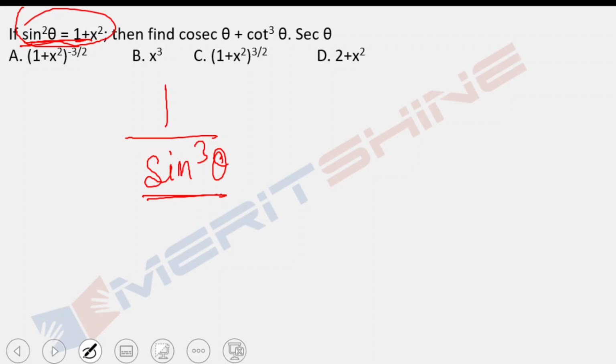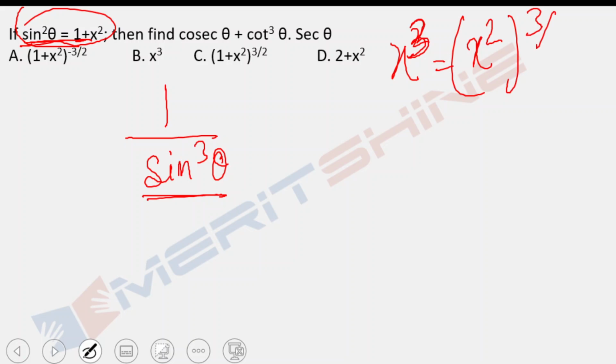Indices, you remember. In indices you would remember that you had studied x cube can be written as x square to the power 3 by 2. Yes or no? This is something that you can write in surds and indices. So these two get cancelled and you have x cube.